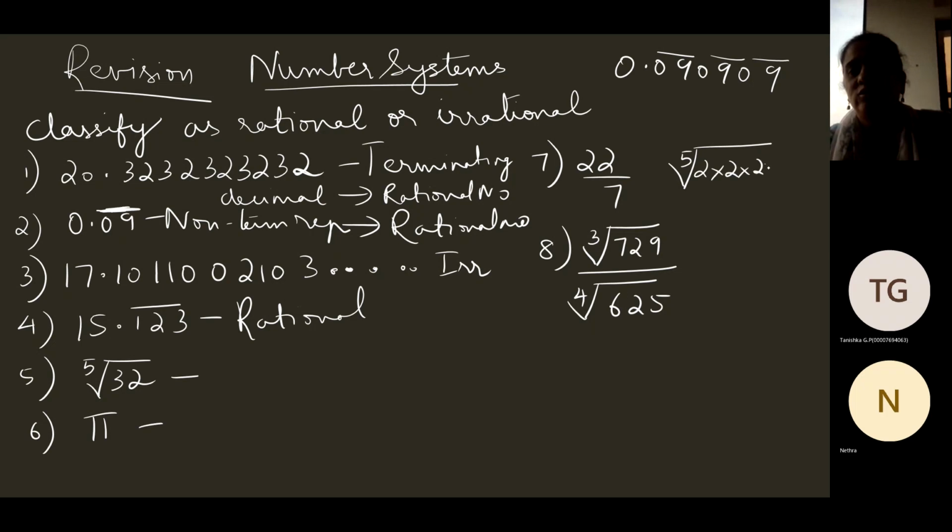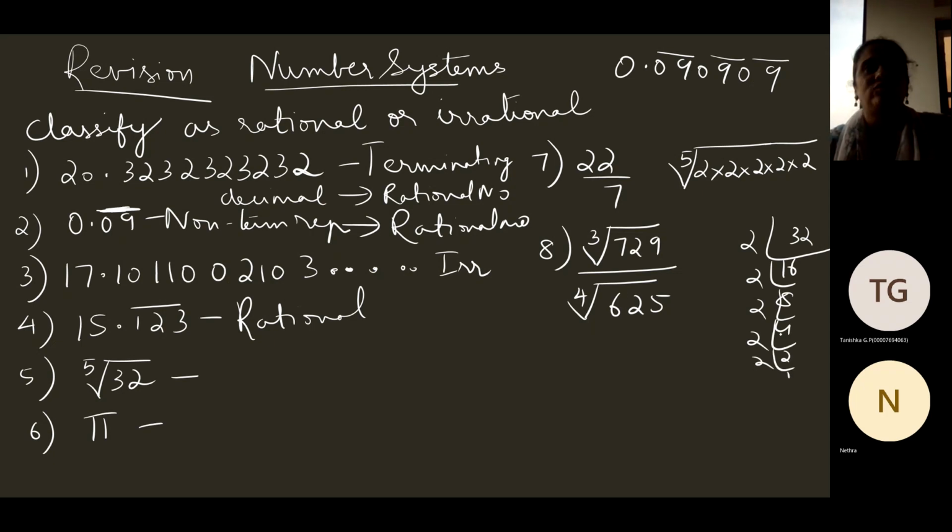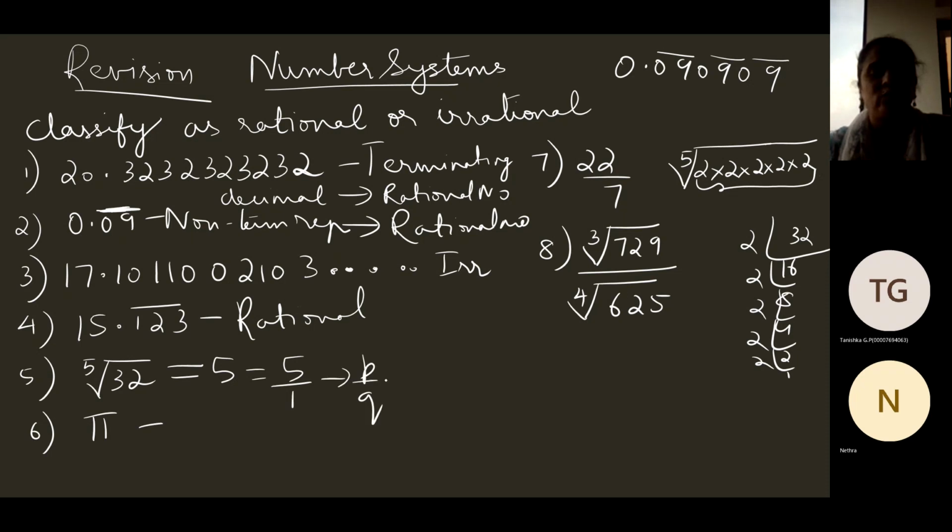2 into 2 into 2 into 2 into 2 is 32. You can do this method: 32, then 2 16 times, 2 8 times, 2 4s are, 2 2s are, and 2 1s are. All right, so you get five 2s. The product of five 2s is 32. So when the numbers are under the fifth root, from five 5s, one 5 comes out. From five equal factors, one comes out. So the value of the fifth root of 32 is 2, and 2 is 2 by 1. 2 by 1 is p by q, and hence it is rational.